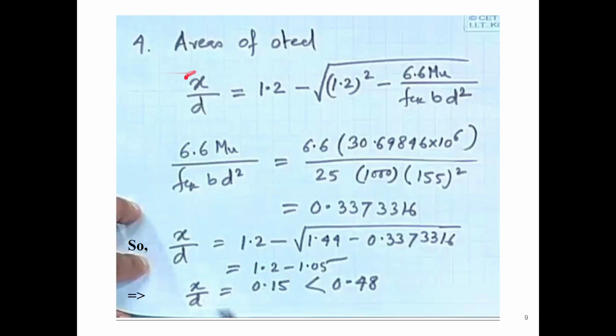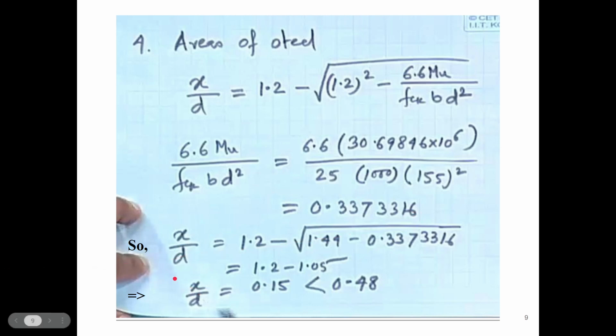Now let us check the area of steel. For that we will be using the x by d ratio. We already know x by d is equal to 1.2 minus square root of 1.2 whole square minus 6.6 mu by fck bd square. We have derived this in the last classes. So 6.6 mu by fck bd square will be 6.6 into 30.69846 into 10 to the power 6 by 25 into 1000 into 155 square.